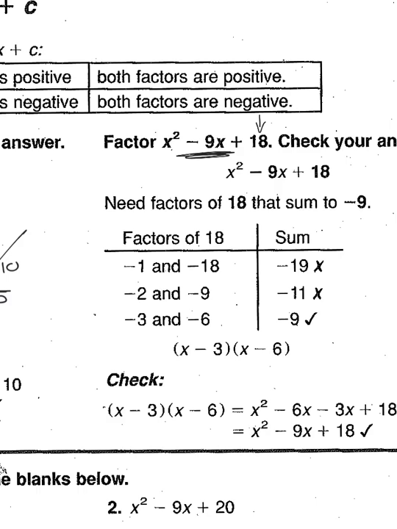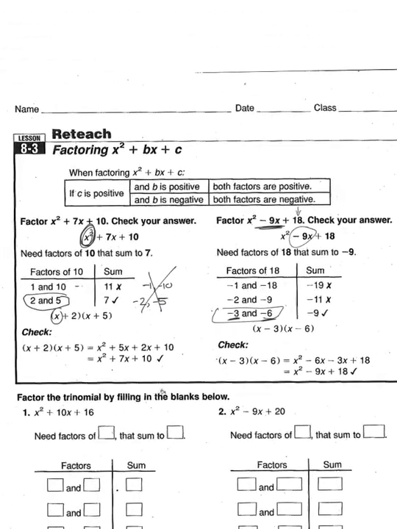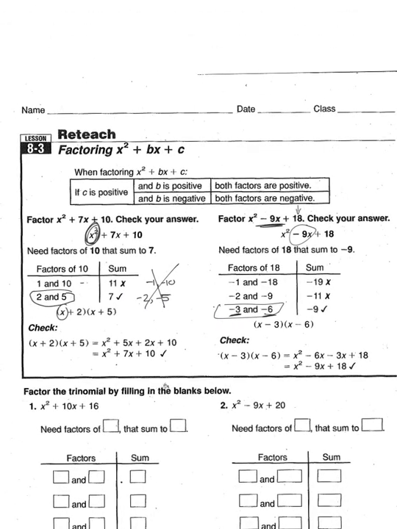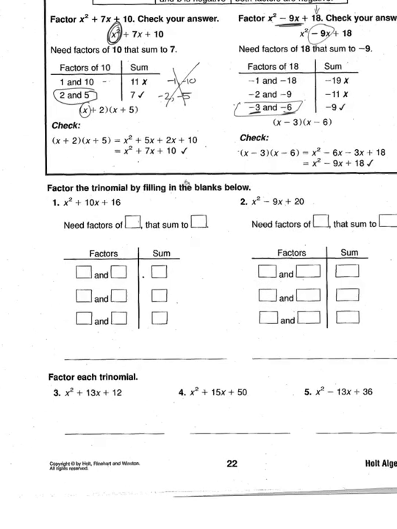So then we would use this one because these two add up to -9, which is my B value, right? So then it would be x minus 3, that's my first one, and then x minus 6. All right, again, if you wanted to check your work, you could. Let's do some examples down here.